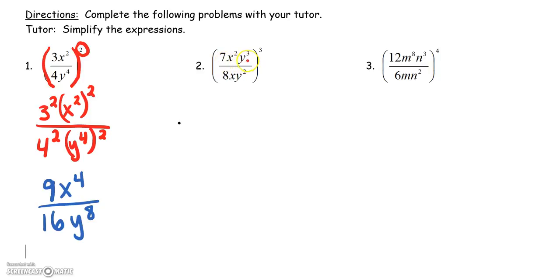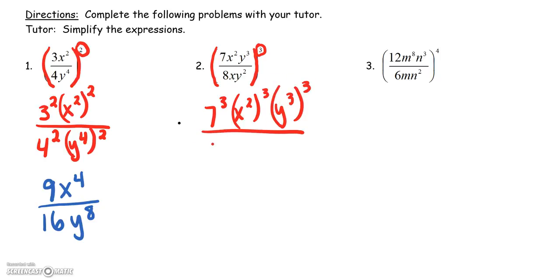We have 7x squared y cubed over 8xy squared, and that's all to the third power. We're going to take every single thing inside the parentheses. This is a single term in here. So we're going to take every single thing to the third power, and then we'll simplify from there. 7 to the third power, x squared to the third power, y cubed to the third power. That's all divided by 8 to the third power, x to the third power, and then y squared to the third power.